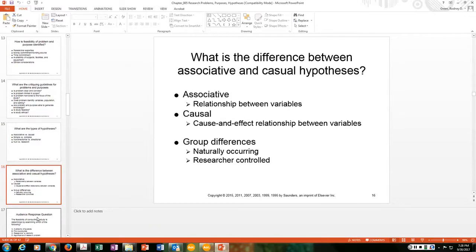What's the difference between the associative hypothesis and the causal? The associative hypothesis identifies the relationship between the variables. However, in a causal hypothesis, a cause and effect relationship between the variables is stated. With group differences, they're naturally occurring and they're researcher controlled. So the main point about this slide is that relationships in the hypotheses are either associative or causal.